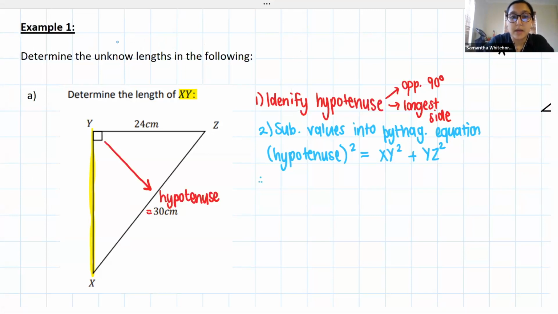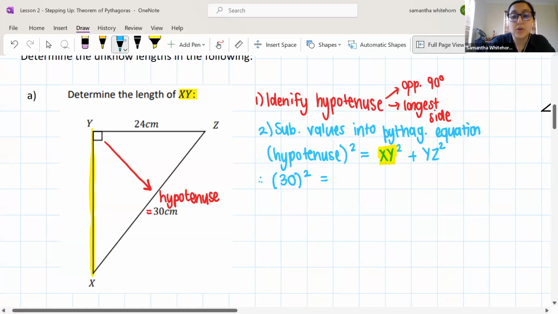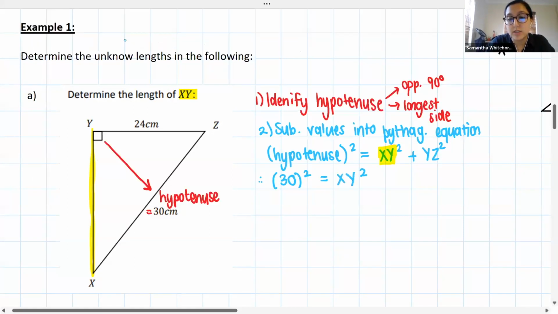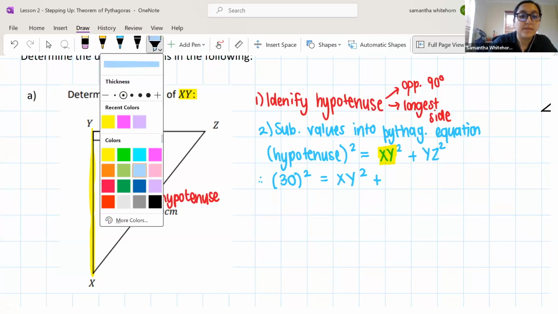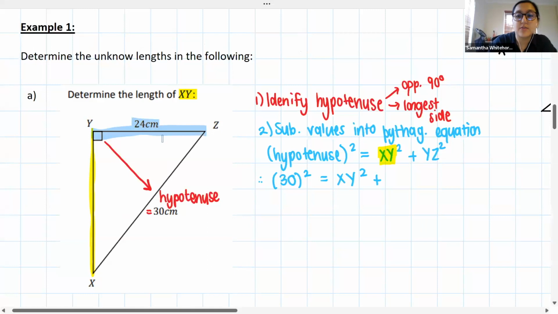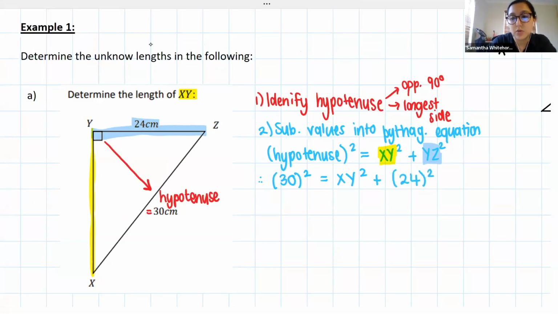So guys, I know what my hypotenuse is. We've just identified that my hypotenuse is 30. So I go 30 squared is equal to, now remember xy is the side I'm wanting to find. That's what I was told to find, xy. So I don't know what xy is, so I'm just going to leave it as xy squared. And I do know the length of yz because that was given to me. YZ was my other side. That's 24 centimeters. So I know what YZ is. I can substitute in that value, 24 squared.